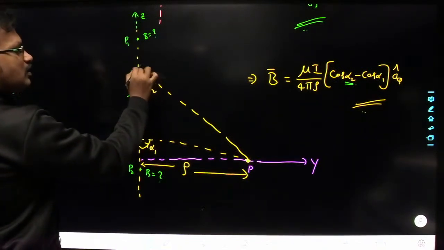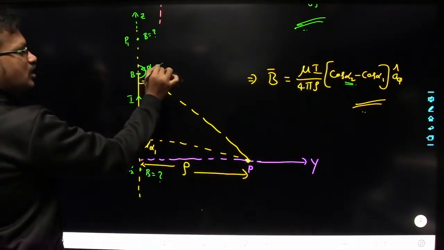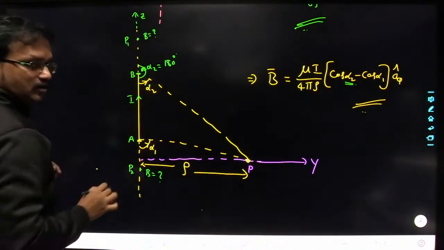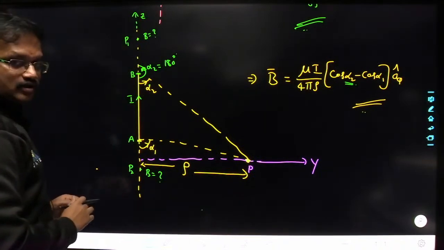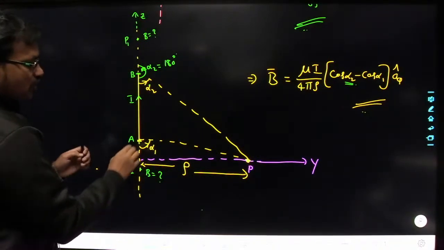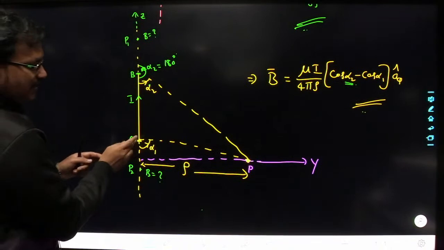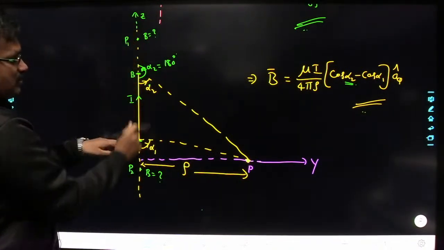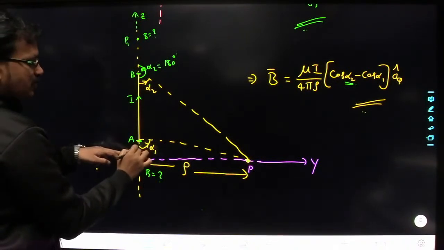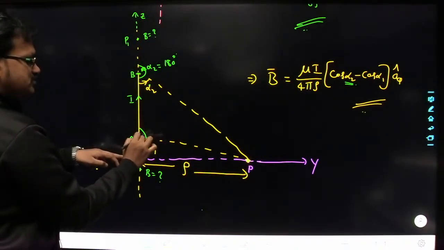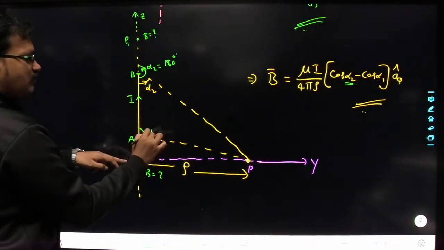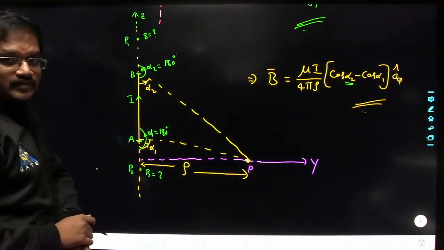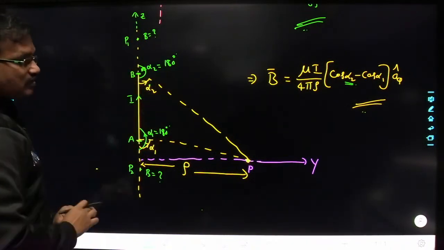Alpha 2 will become what? Alpha 2 will become 180 degrees, right? Now what happens to alpha 1 here? So you have to consider the angle made by this end with respect to P1. It is also nothing but you are going to get like this, yes or no? So here alpha 1 will also become 180 degrees. Yes or no? Both alpha 2 and alpha 1 will become what?